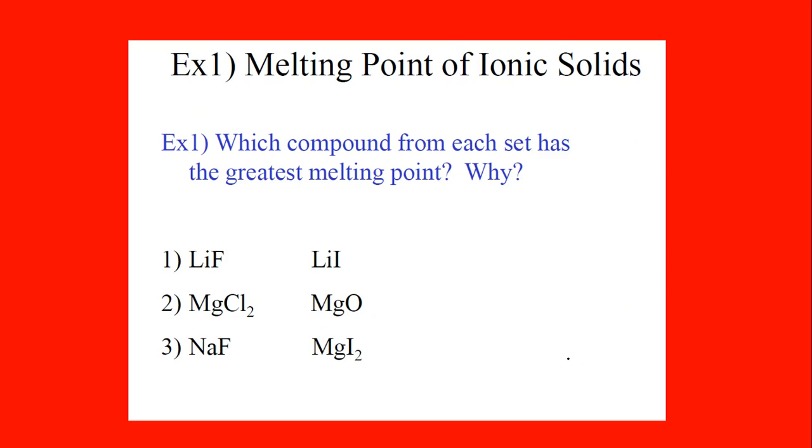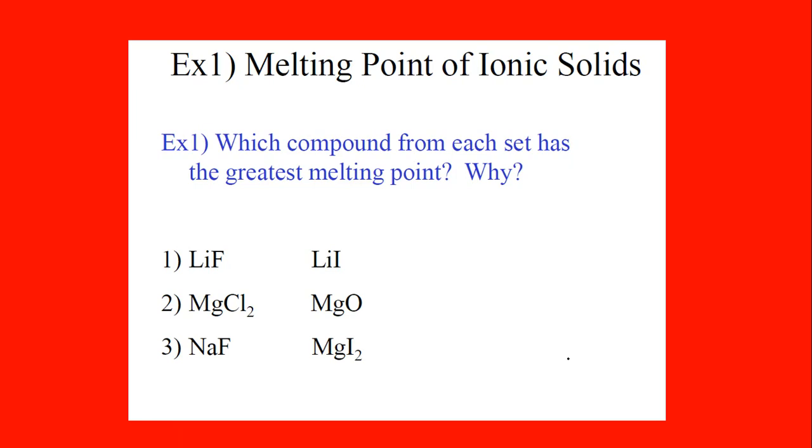So which compound from each set has the greatest melting point? We're going to look at this in the form of Coulomb's law, and we want to see what the charge looks like compared to the distance. For example, in number 1, you have lithium fluoride versus lithium iodide. Fluorine and iodine are both halogens, but fluorine is very much smaller, so the distance is much smaller than the distance with iodine. That's how you tell the difference.